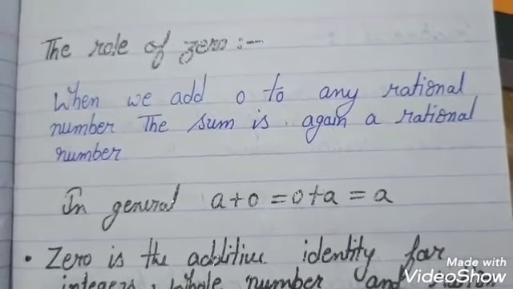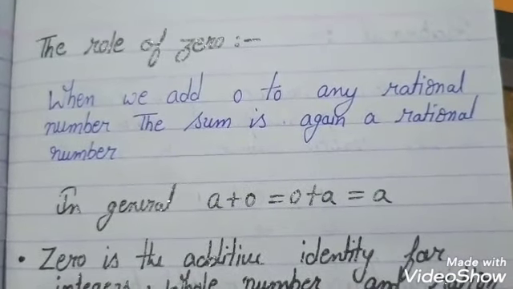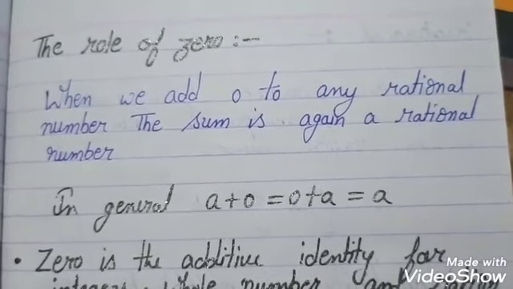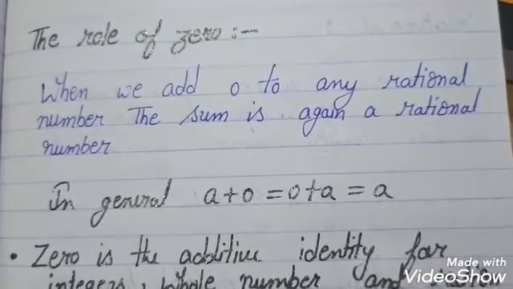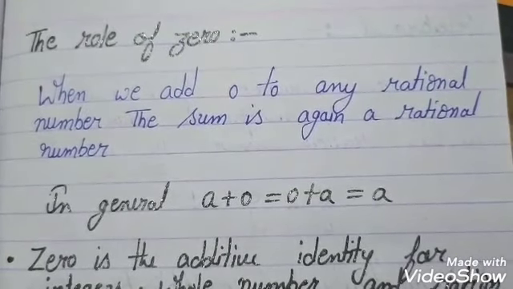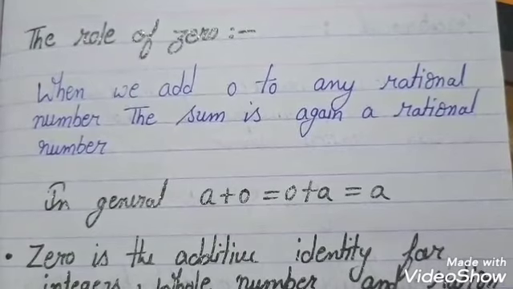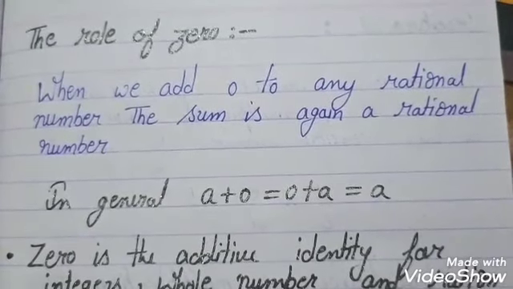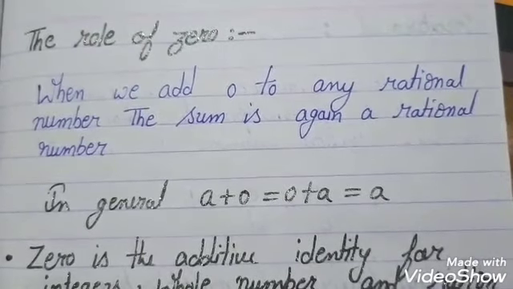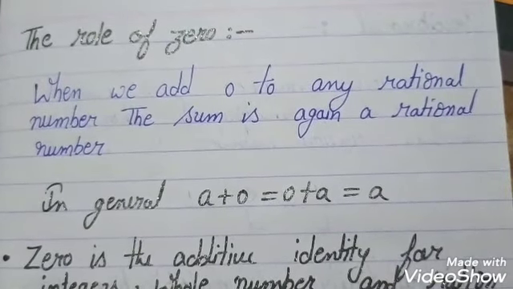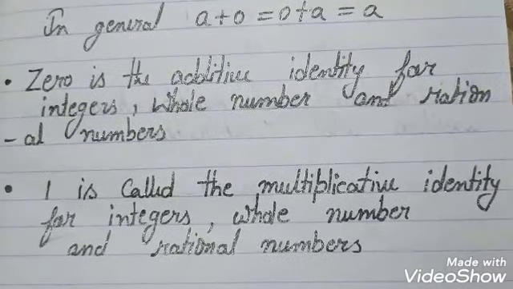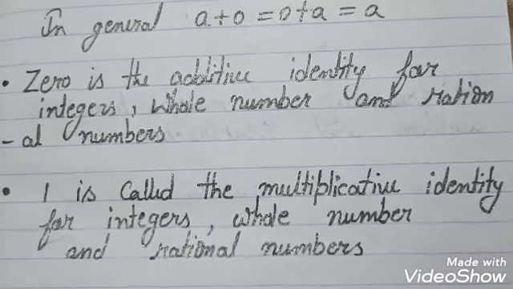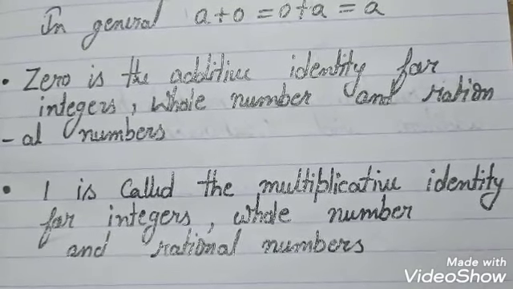So our first topic is the role of 0. When we add 0 to any rational number, the sum is again a rational number. In general, we can say that any number a plus 0 is equal to 0 plus a is equal to a, where a is any number. It can be a rational number, an integer or a whole number. Now 0 is also called the additive identity for integers, whole numbers and rational numbers.